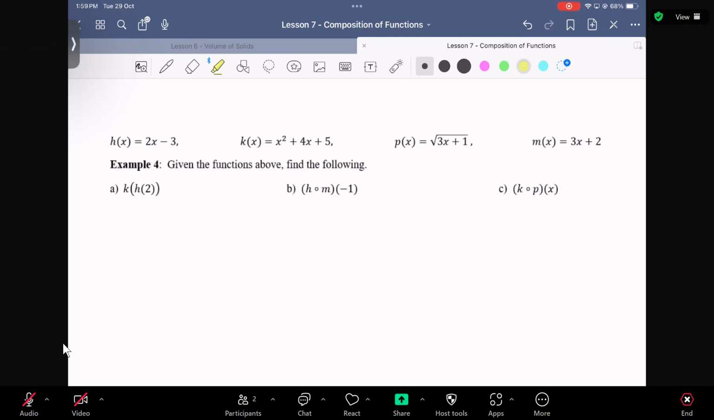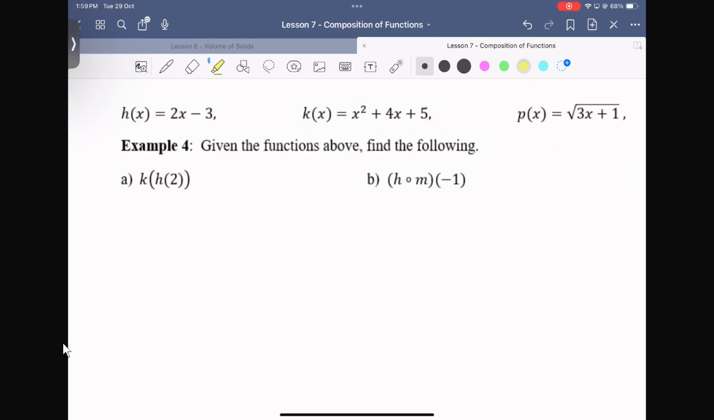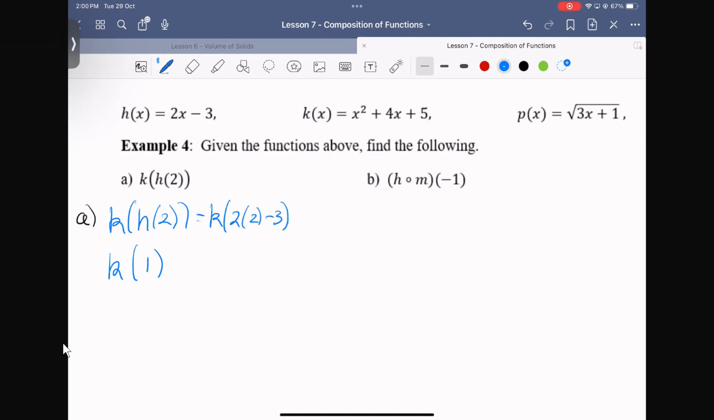All right, given the functions above, find the following values. So here we need to do k, oops. Let me do a here. So we need k of h of 2, which means we need k of, what is h of 2? This is going to be 1. Do we need to explain that? We need k of 2 bracket, we're putting 2 into it, minus 3, which would give us 1.